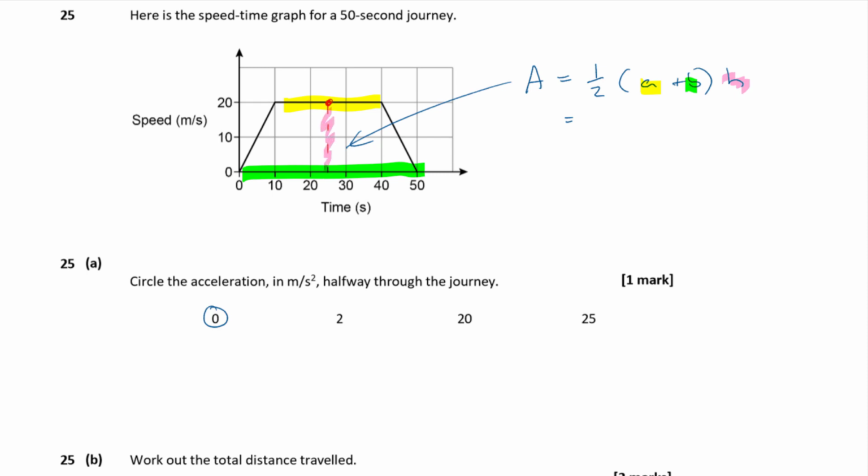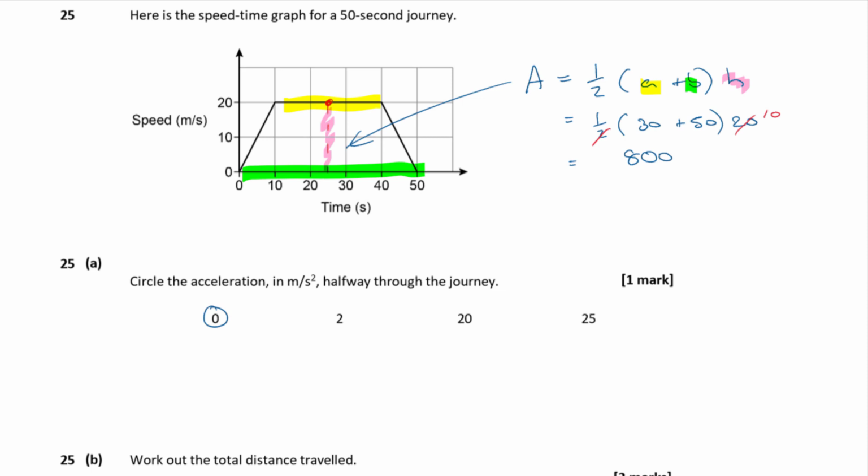So what's that then? That's half of a, which goes between 10 and 40, so it's going to be 30, plus b, which goes between 0 and 50, so that's 50, and h, which goes from 0 to 20, so that's 20. I'm just going to go ahead straight away and halve the 20 and get 10. Then I'm going to add my 30 and the 50 and get 80, and then I'm going to do 80 times 10, that is 800.